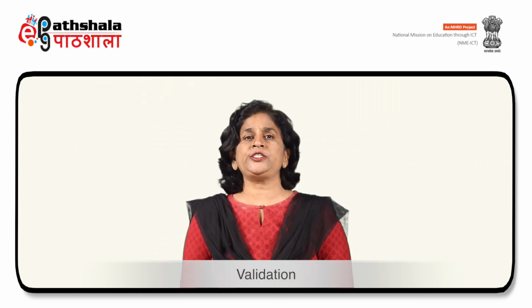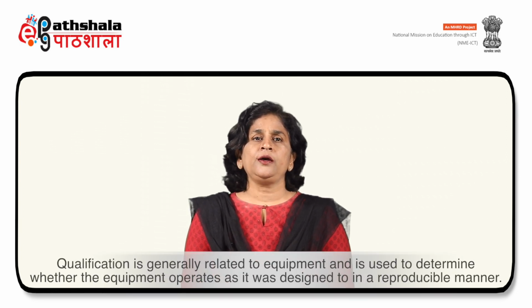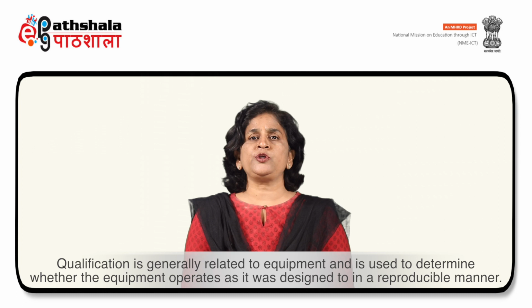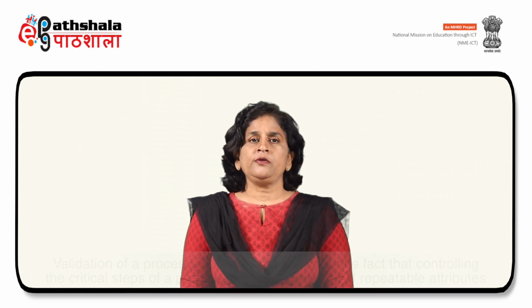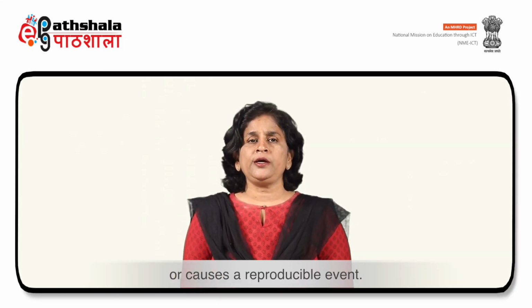Now, validation under GMP. Qualification is generally related to equipment and is used to determine whether the equipment operates as it was designed to in a reproducible manner or not. Validation of a process is the demonstration of the fact that controlling the critical steps of a process results in products of repeatable attributes or causes a reproducible event.